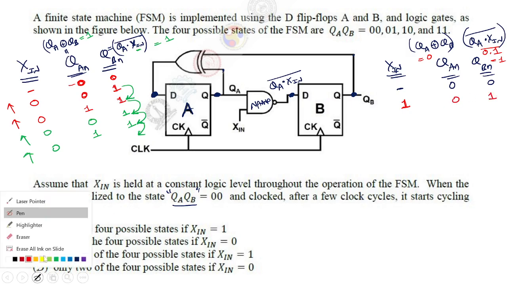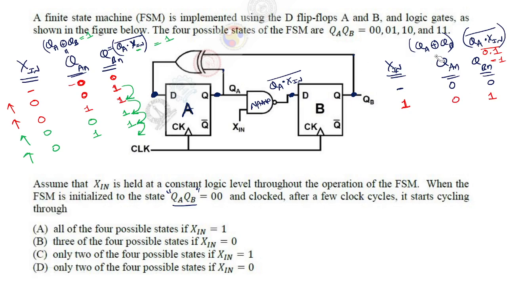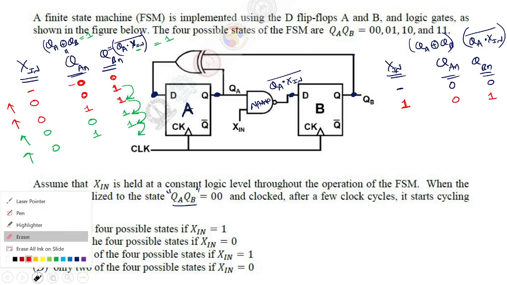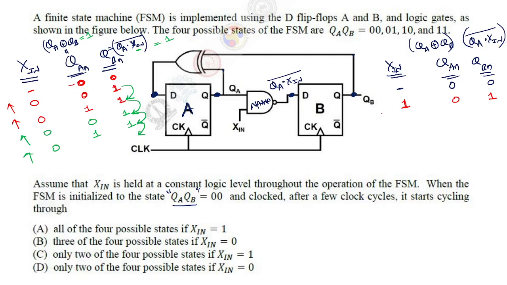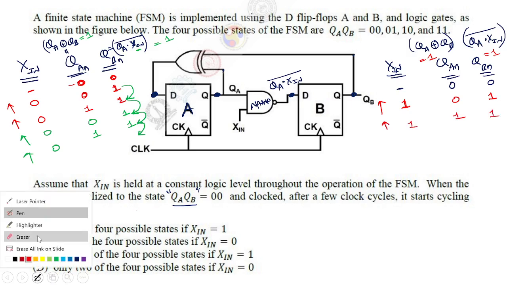Next, before you apply the clock pulse, compute these values. This is after application of the clock pulse. So before you apply the clock pulse, this is 1, this is 1, right? Because QA XOR of QB is 0 XOR of 1, which is 1. And 0 and 1 whole complement is 1. So when you apply the clock pulse, your X in is 1 and this is 1, 1, right?